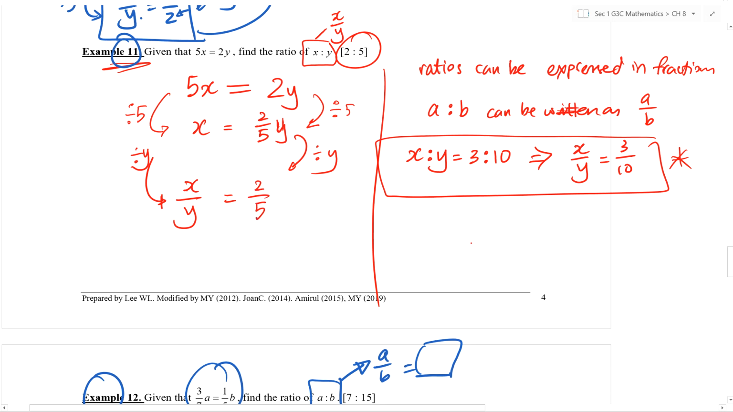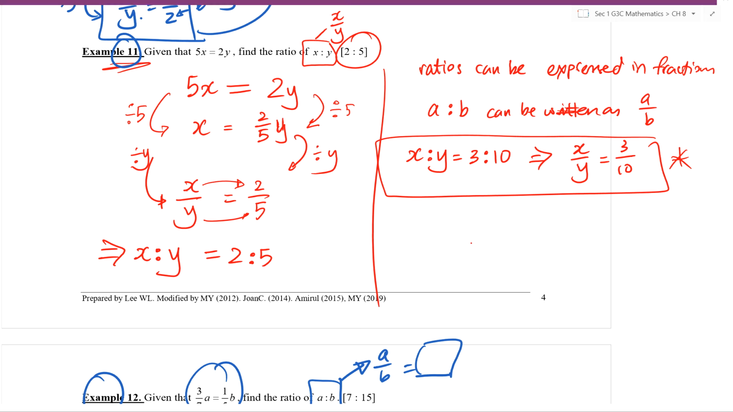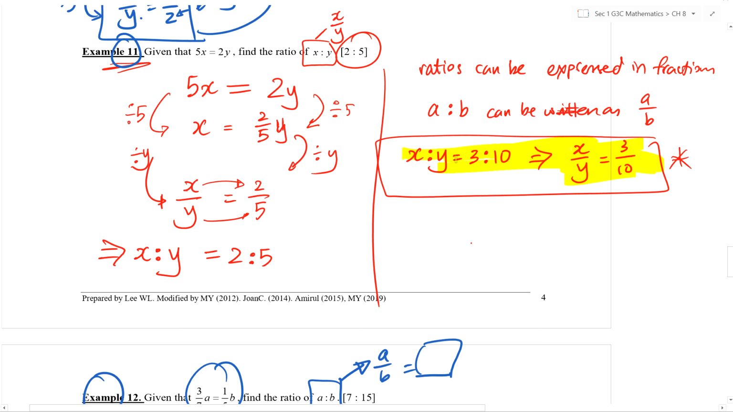If x over y is 2 over 5, what is the ratio of x to y? Is it clear now? X corresponds to 2 units, y corresponds to 5 units. 2 is to 5. So this one you must know the equivalence of ratios and fractions.